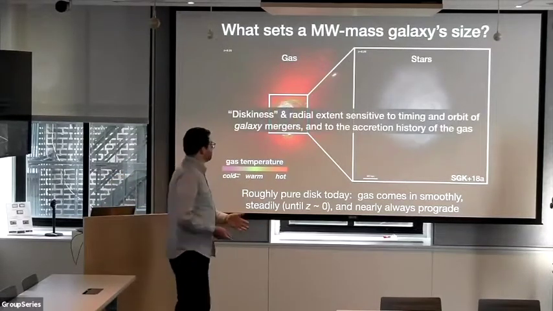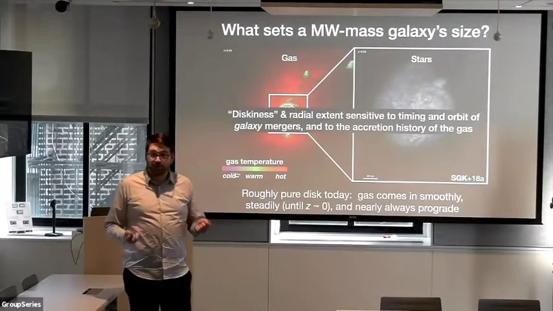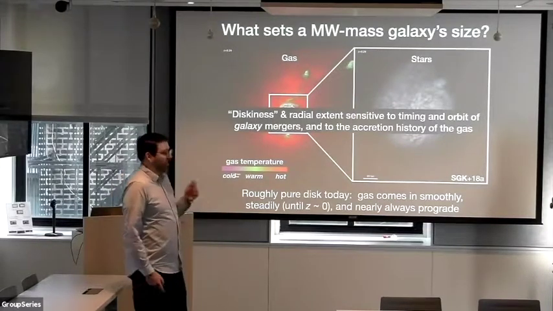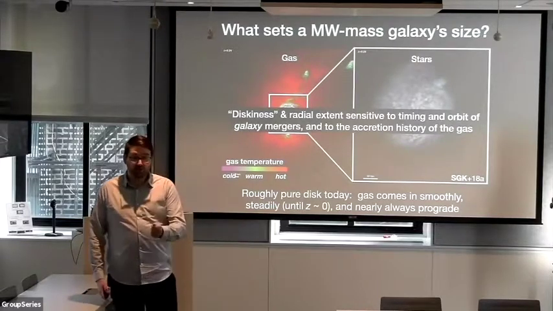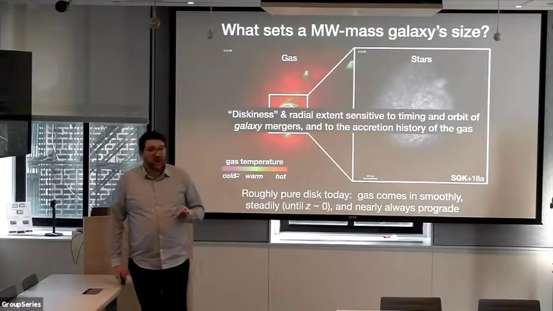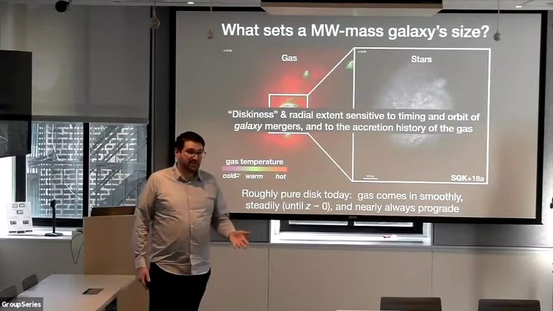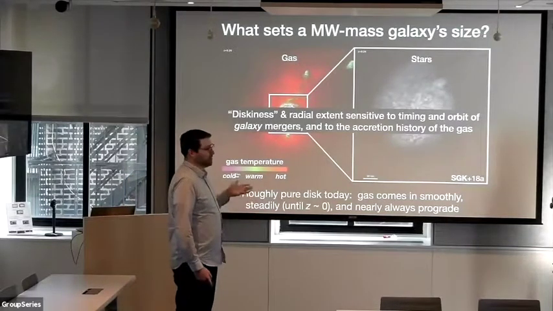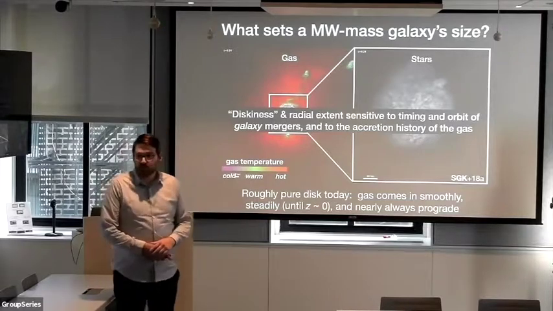So our conclusion from this was that effectively the radial size or the diskiness of a galaxy, so those two things end up correlating quite strongly at Milky Way mass, is effectively set by the timing and orbit of galaxy mergers, the actual mergers that make it to the galaxy itself, not halo mergers, and to the accretion history of the gas. Now, to very quickly tie this into the Milky Way, we know that the Milky Way is relatively disk-dominated today. It has a bulge, but it also has a large disk. So that tells us that the Milky Way, at least, has had relatively smooth accretion to the present day. It's managed to keep forming stars all the way down.